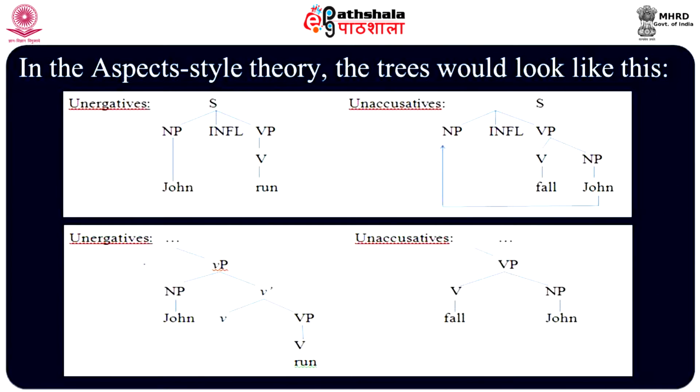In the aspect style theory, the trees would look like this. From the tree diagram shown, we can see that the external argument is generated in a little v projection, which can take a VP complement. The VP complement may have just a V in it or a V and an NP in it.